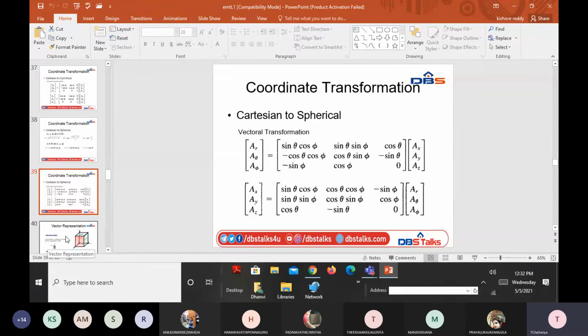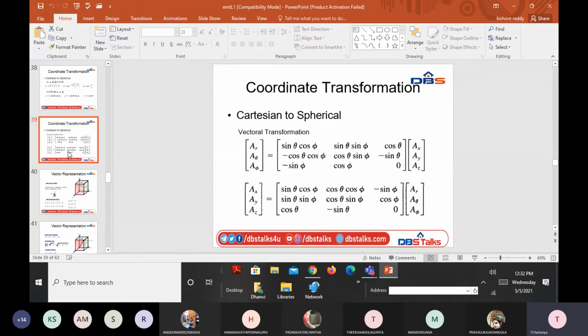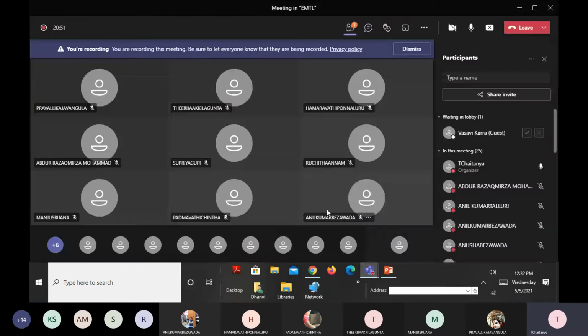Next, see the general vector representation. So those are the conversions. Are you getting? So the conversions are clear: from Cartesian to cylindrical, cylindrical to Cartesian, Cartesian to spherical, spherical to Cartesian.